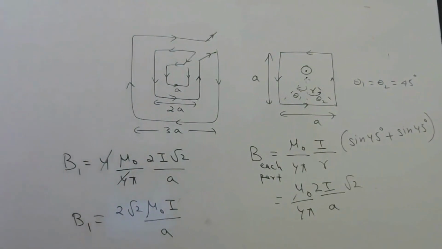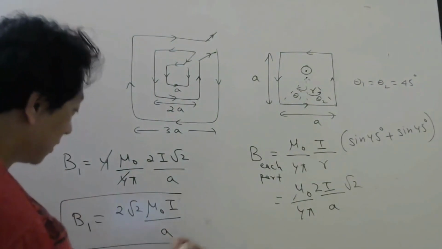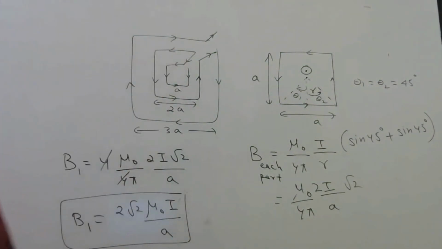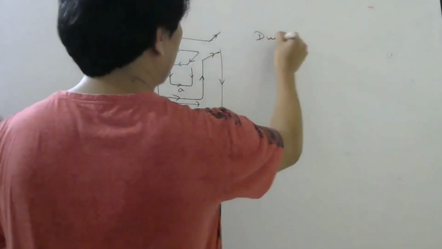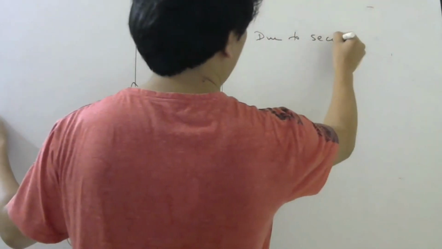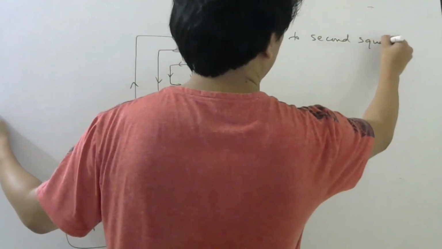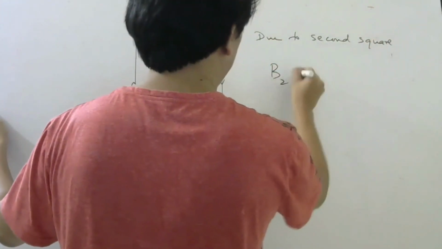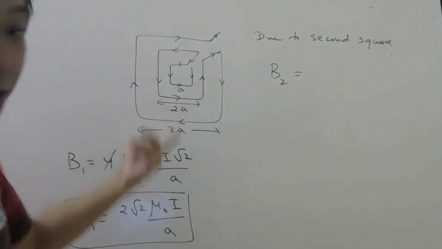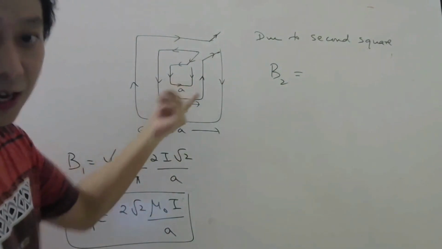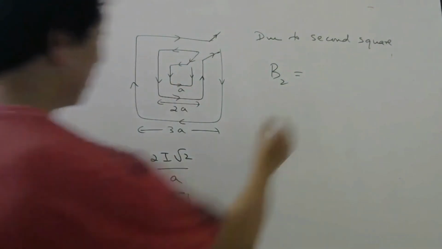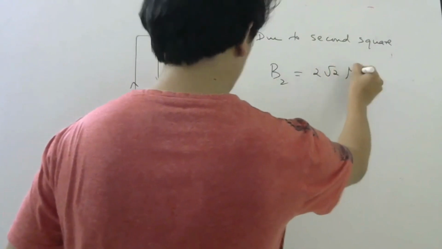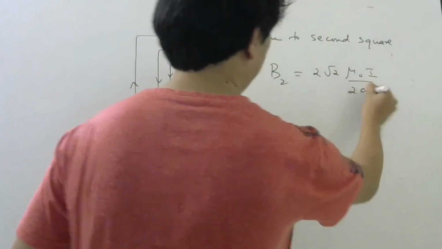That will be the magnetic field due to the first square. Now due to the second square, what will the magnetic field be? The only difference is that before the side was A, now the side is 2A. So it will be 2 root 2 mu naught I by 2A.